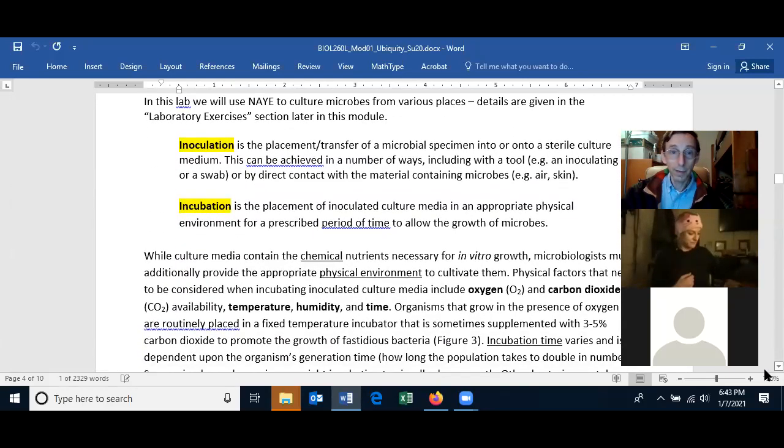Inoculation is the placement or the transfer of microbial specimens into or on a sterile culture media to get them to grow. There are a number of ways you can inoculate, and we'll talk a little bit about that in this lab. Incubation is just the placement of the culture media in an appropriate place to grow the culture.